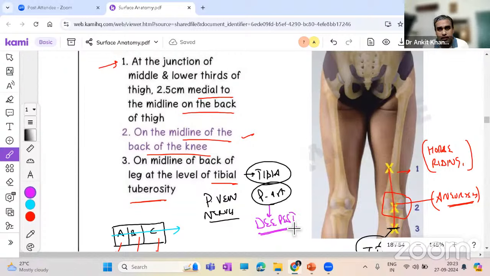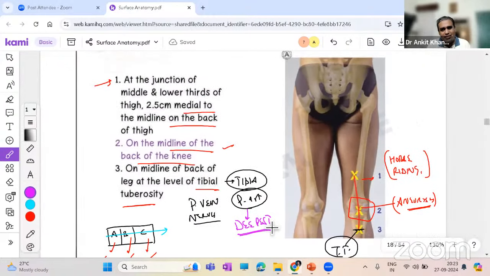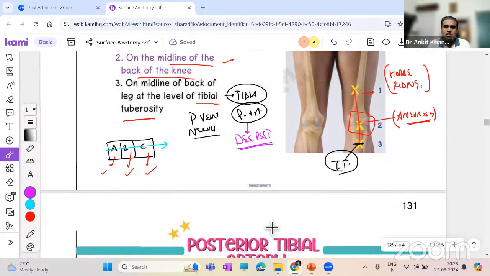Deepest lying structure. So while palpating, what you have to do? You have to give a deeper palpation. It is not as easy as palpating the radial artery or the femoral artery. You have to give a deep push. So it is not very easily palpated, but with practice, you can easily palpate it. The popliteal artery is palpable, though not as easily as the other arteries I just mentioned.